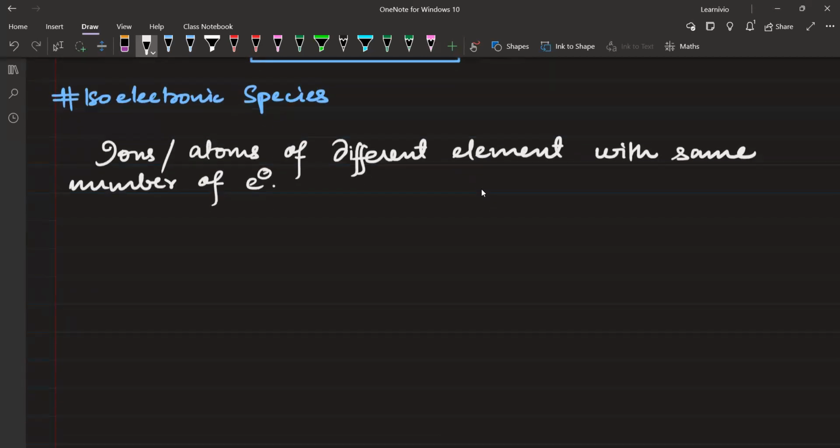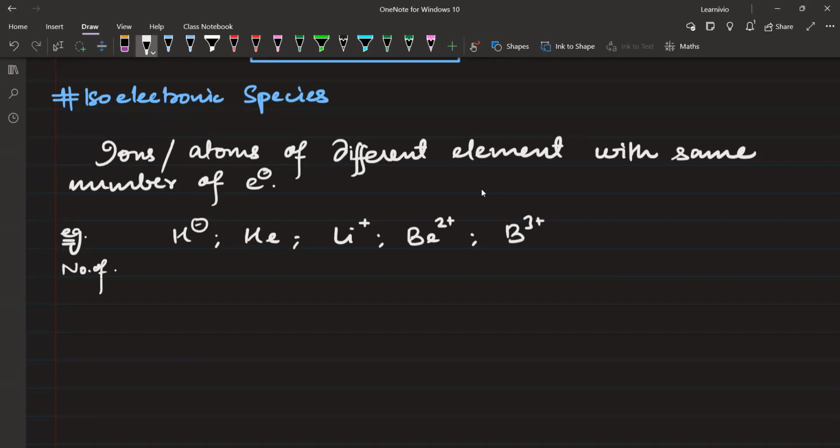Okay. For example, दे देते हैं आप लोगों को थोड़ा सा. For example, if I talk about hydrogen negative and if I have helium, I have lithium positive, I have beryllium 2 positive, I have boron 3 positive. So all of these, if I talk about the number of electrons here, all of these are going to have 2 electrons only.